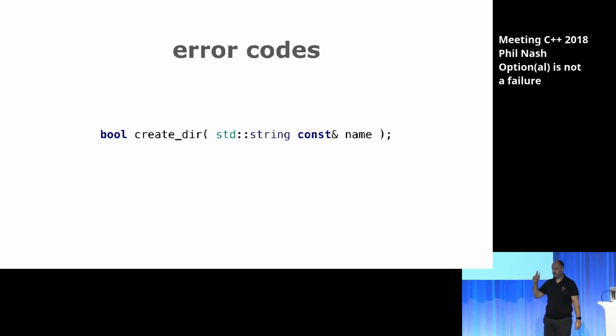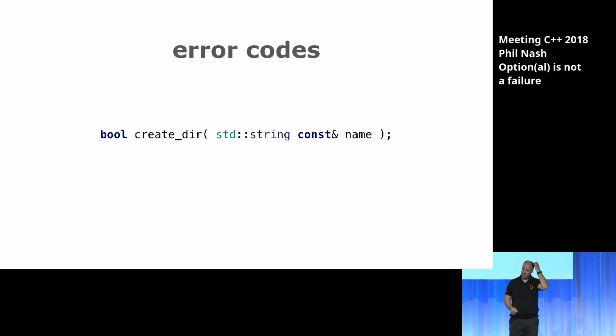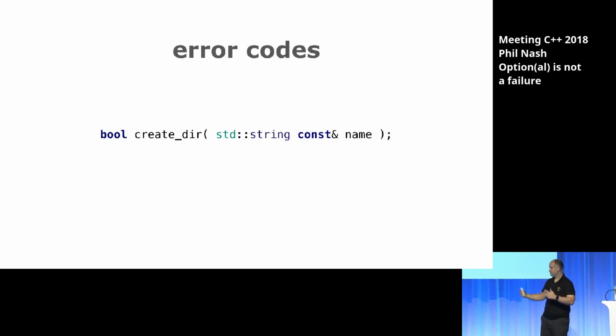So for each of these, I'm going to look at this particular example, creating a directory in the file system. It's a good example because it's very clearly something to do with I/O, something outside of the code. If it fails, it's outside of our control usually.